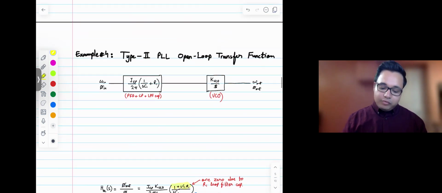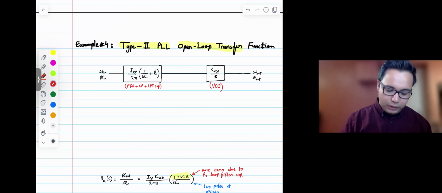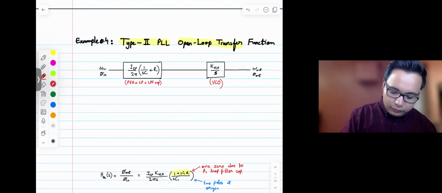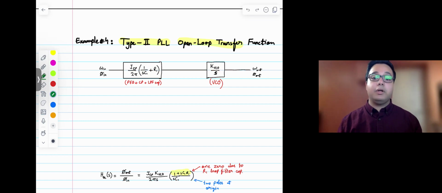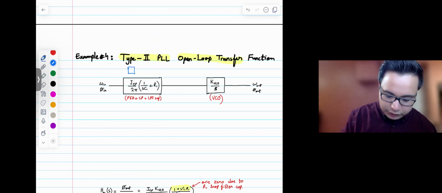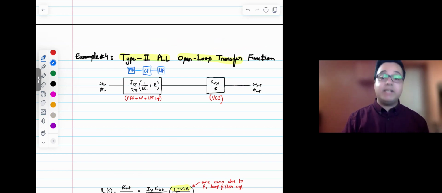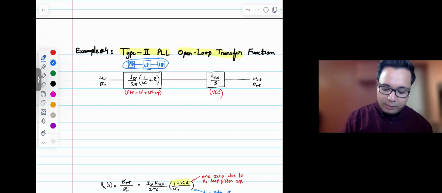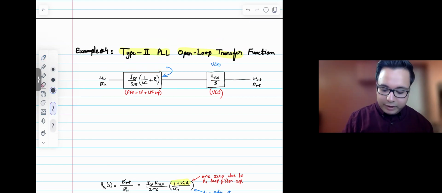All right, so example 4 is the type 2 PLL open loop transfer function. Here I've shown this block and this block. The first block is actually a combination of 3 different analog blocks in a typical PLL: the phase frequency detector, then a charge pump, and then a low-pass filter. I have written the transfer function of all of these 3 combined into this one block. And then the second block is just the VCO. So that's what you would have in a typical PLL.